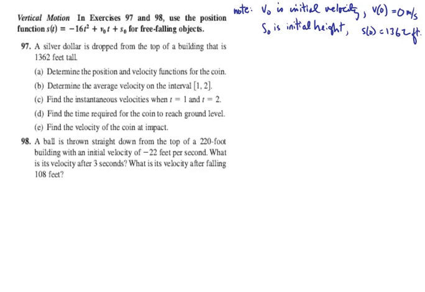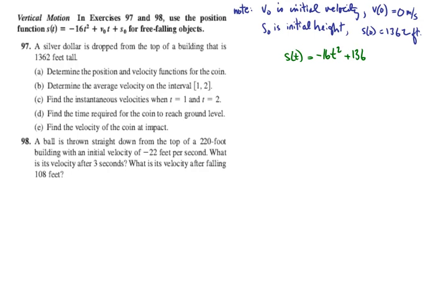So when we put our height function together, or we can call it position function, it's the position above the ground, or the height. So s of t is equal to negative 16t squared. Then because v sub 0 is 0, the middle term goes out, and we'll simply have plus 1,362. And that is our specific position function for this problem.